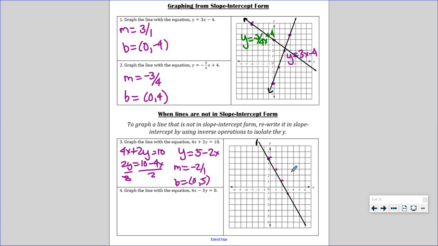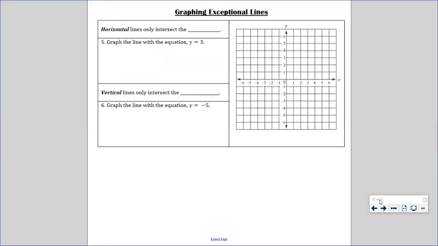So I'm just going to do this one because this is the same thing. And when you label it, stick with the original. Whatever you started with is the label, the equation that you use in order to label the line. So like I said, I'm not going to do this one. This is the same thing. You just turn it into y equals mx plus b, and then plot it, connect it, label it, and there you go. All right. So that is graphing exceptional lines.